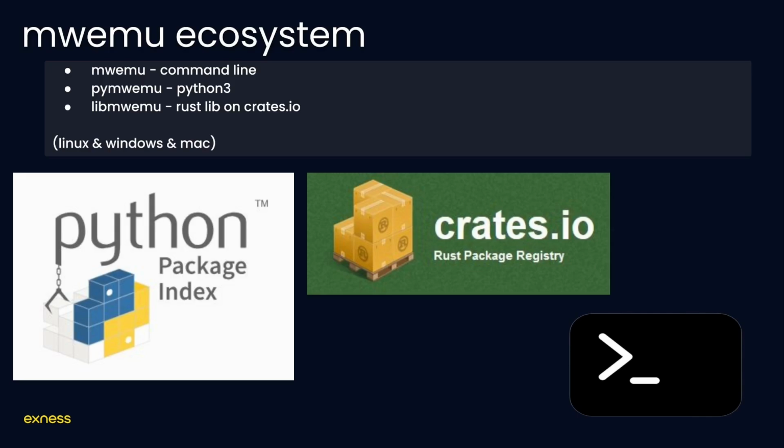There are 3 ways to use mwemu. It can be used from the command line. This talk is mostly about the command line, but it can be used from Python. When I worked in malware analysis, I used the Python module a lot because you can pinpoint and configure the emulation more. And also, it's possible to do Rust applications using the crate, the Rust library. So the Rust library and the Python library are public. And this can be used for Linux, Windows, and Mac, but is focused on Windows binaries.